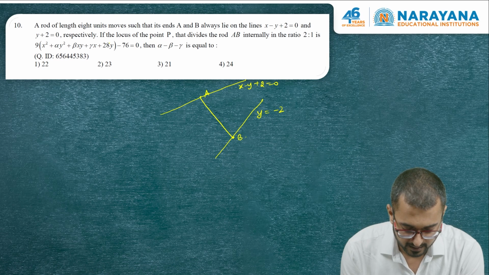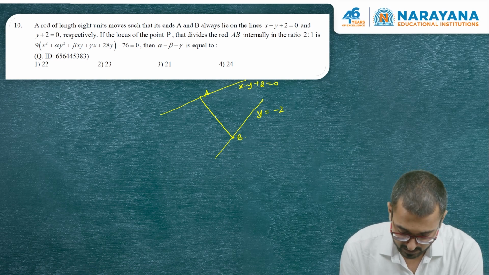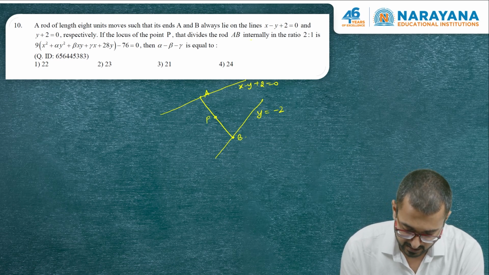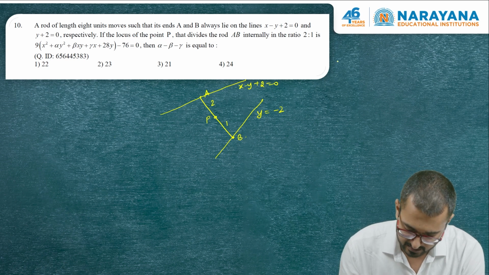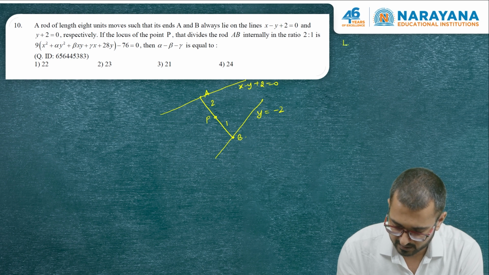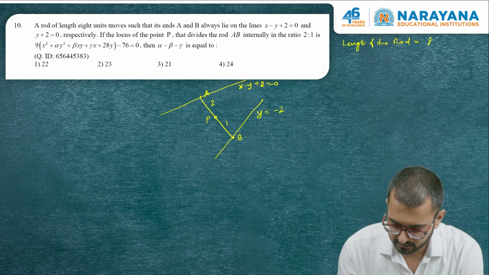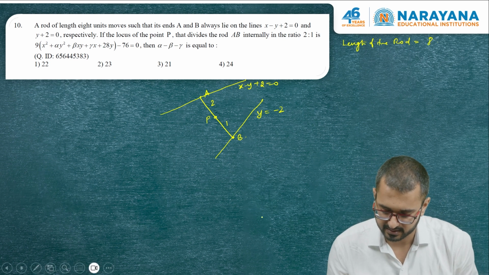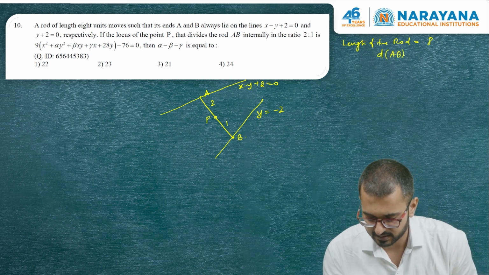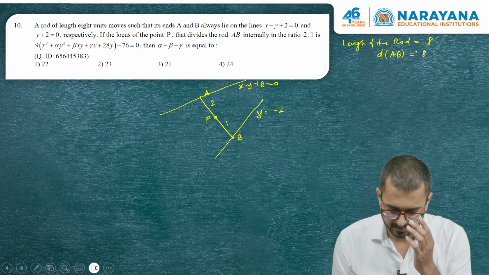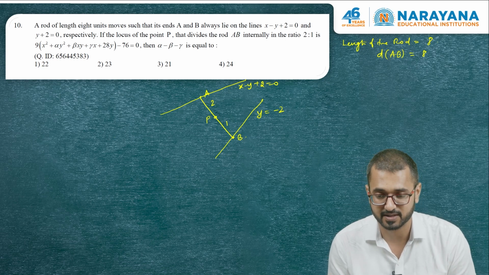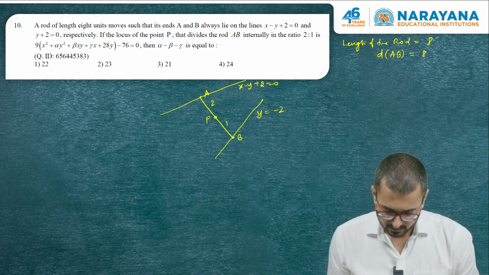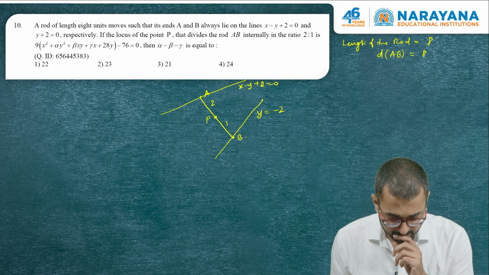Now they are saying the locus of the point P, which divides the rod AB internally in the ratio 2:1, and we know the length of the rod is 8. That means DAB is equal to 8. When I write DAB, I mean the distance between A and B, or length, both are exactly the same here. So let's begin, and now we have to find the locus.